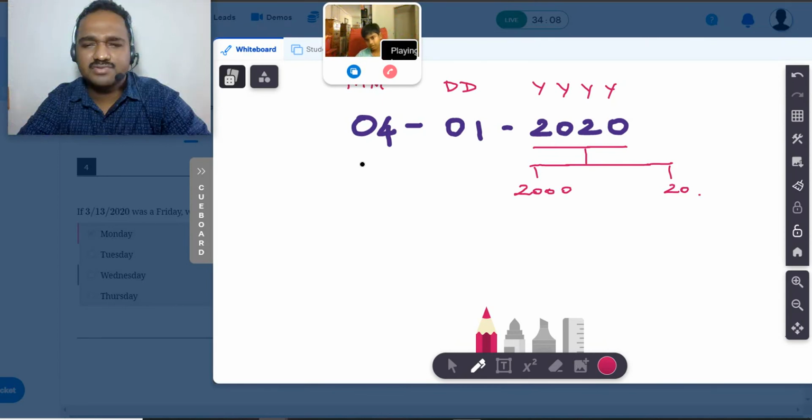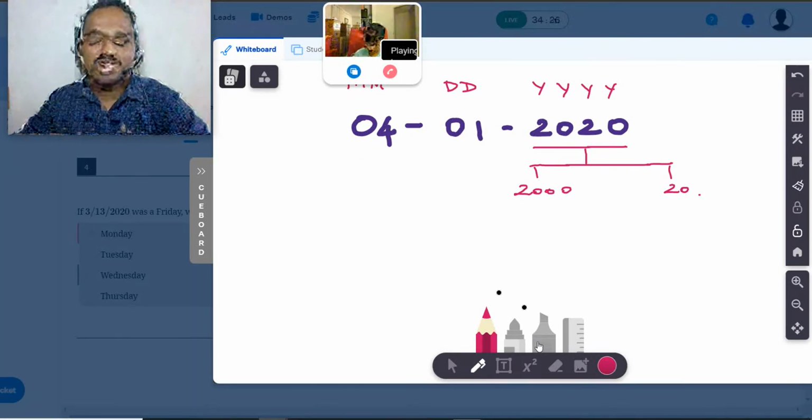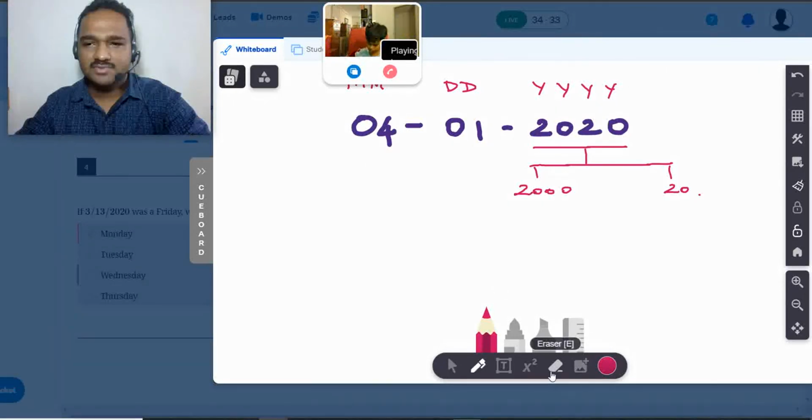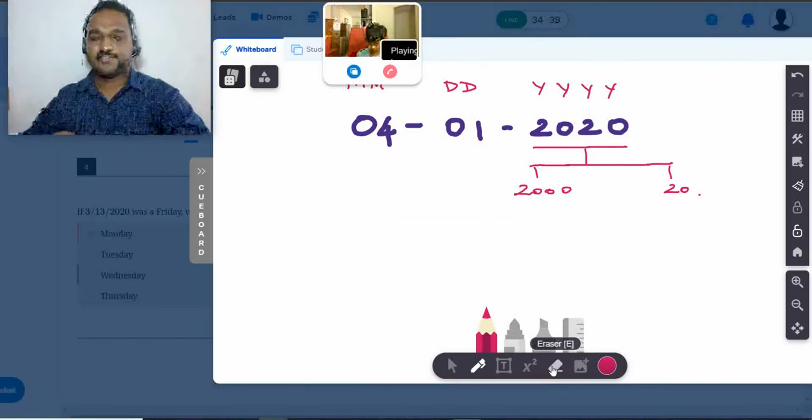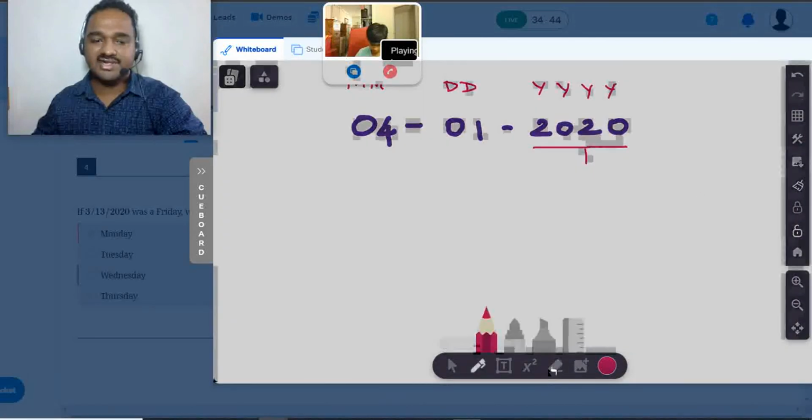I'm a little confused with this. 400 is divisible by 2000, but 4 is. Yeah, 400 is divisible by 200. It's a leap year only. I'm a little confused with one point. Just give me 1 second. 2020 is a leap year, so the number of odd days must be. Okay, so let's go ahead with this method and see if you're getting the answer, because I am a little confused over here.